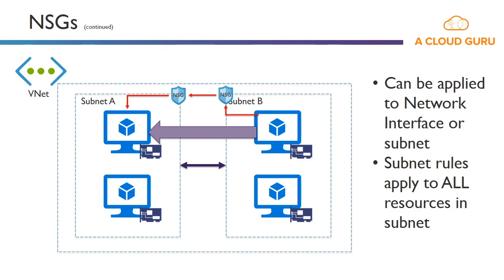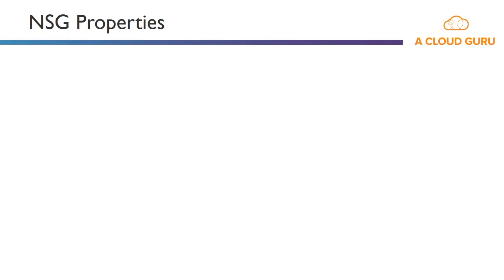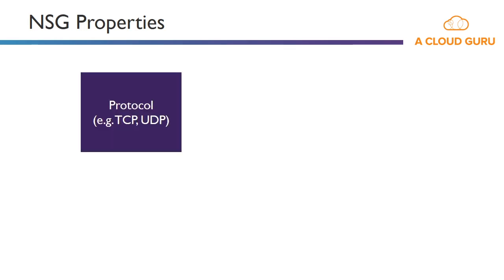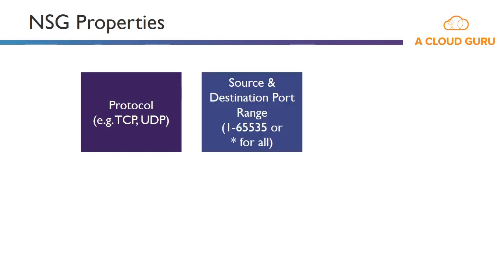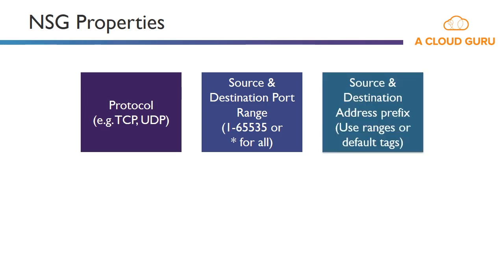Now, what are some of the properties that you configure when you create a network security group? Well, aside from just giving it a name, we have to define these things. One is the protocol that we want to allow, for example, could be TCP or UDP. Second, the source and destination port range, so anything in the range from 1 to 65,535, or we could simply choose a star for all ports. We have our source and destination address prefixes. So this could be our ranges, or we could use default tags, which I'll come on to shortly.